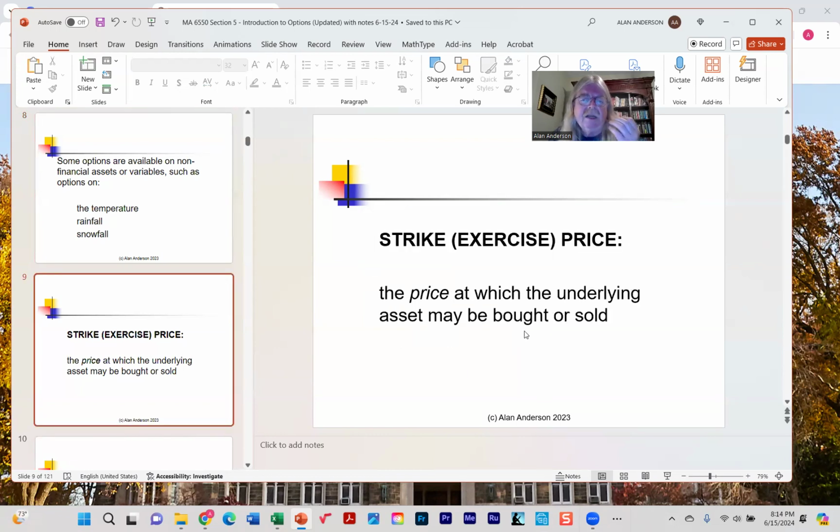Now, the price at which you're able to buy or sell is called either the strike price or the exercise price. If you recall, with the forward contracts, this was called the delivery price. In other words, the price at which the asset is being delivered. Here we have a different name for it. It's called either the strike or the exercise price. And in this context, the word exercise means that you actually use the option. In other words, whatever right you've been given, you choose to use, or exercise, that option.